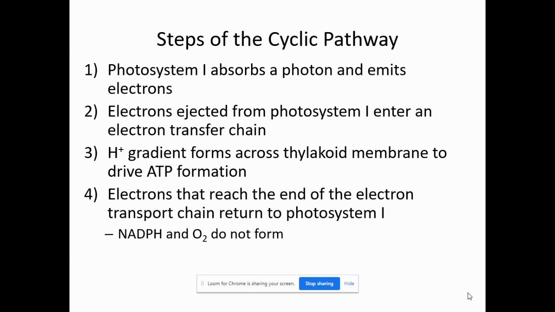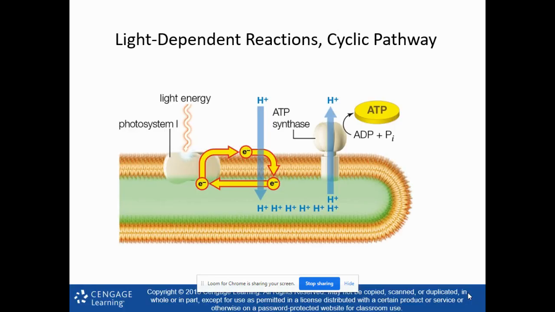And so you don't have NADPH forming. You don't have the splitting of water because electrons don't need to be replaced. So you don't have oxygen forming. In the cyclic pathway, you only have ATP being produced. So you only have ATP being produced, no NADPH, no oxygen.